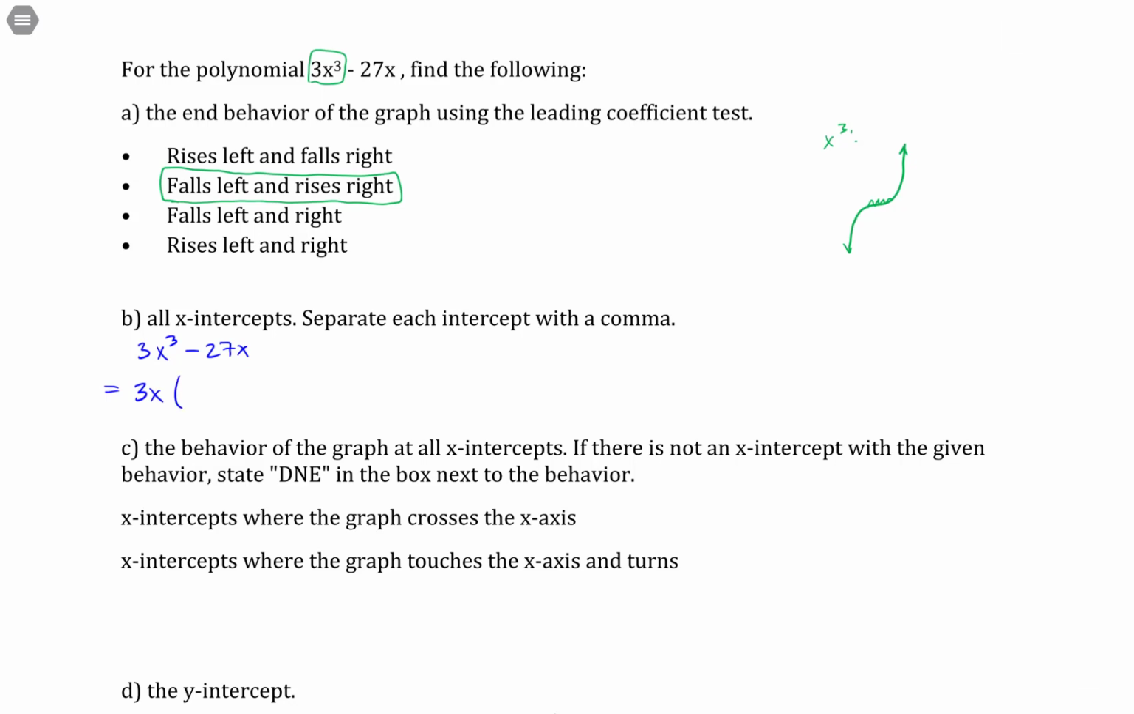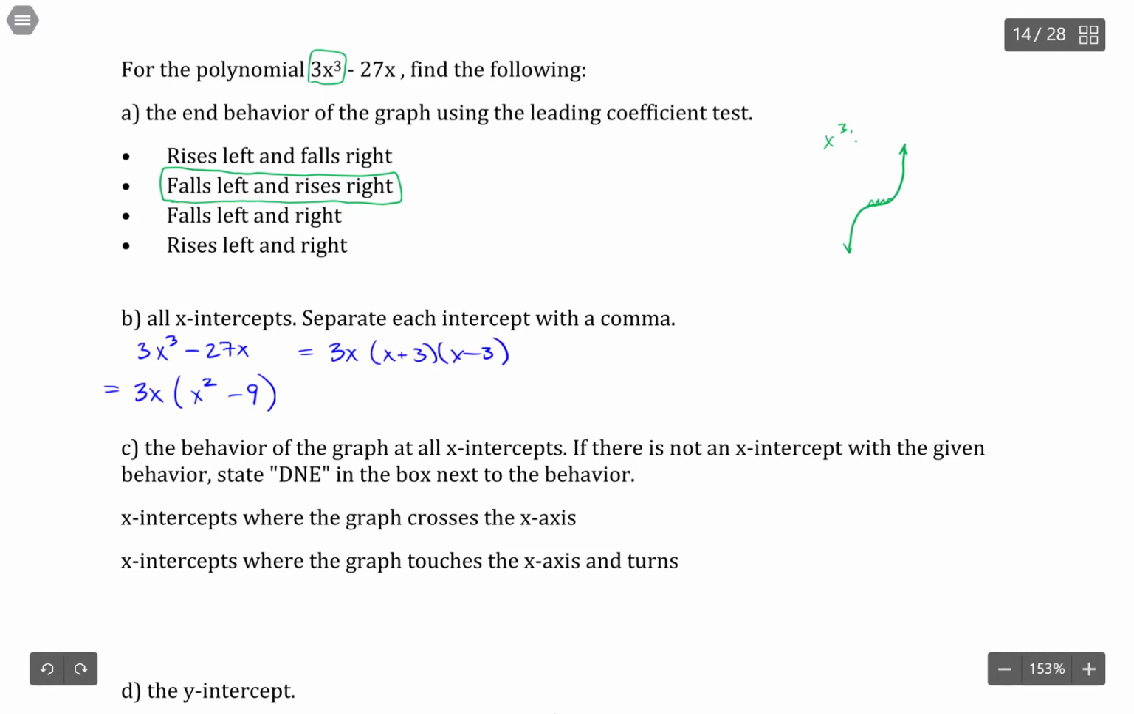if I take 3x out of 3x cubed, I have x squared left. And 27x, if we take 3x out of that, that would leave me 9. So this then factors into 3x times x plus 3 times x minus 3.